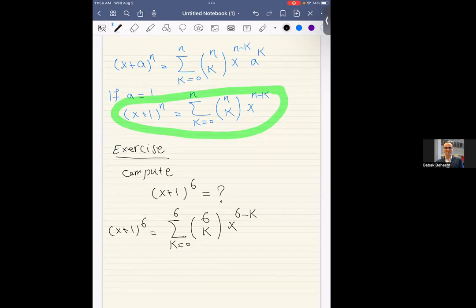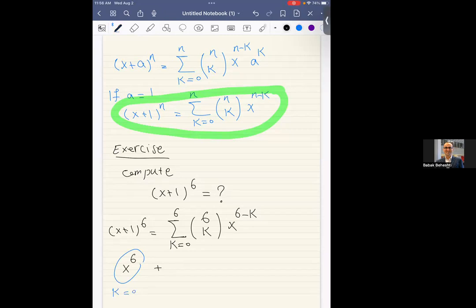Now let me tell you how to use this formula. If k is equal to 0, what is 6 choose 0? Anything choose 0 is 1. So when k equals 0, you get 1 times x to the power 6 minus 0. So you get x to the power 6. This term corresponds to k equal to 0.